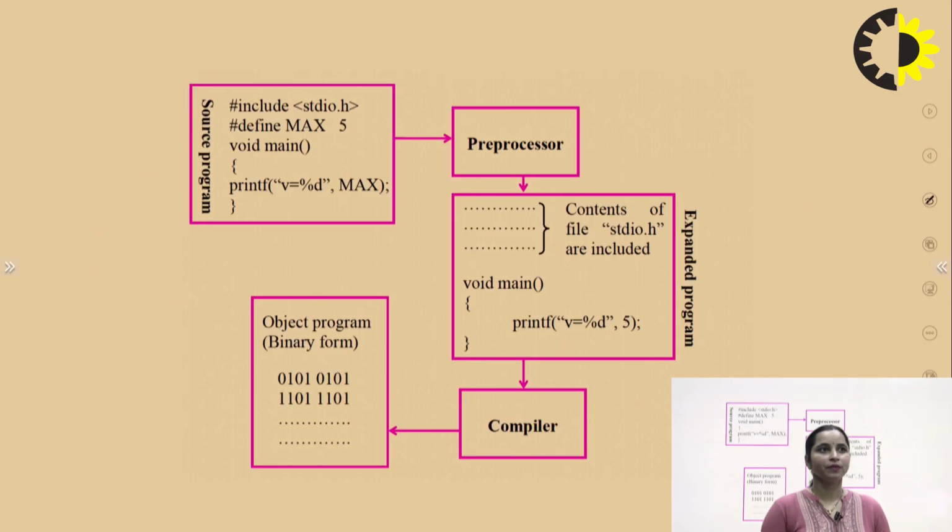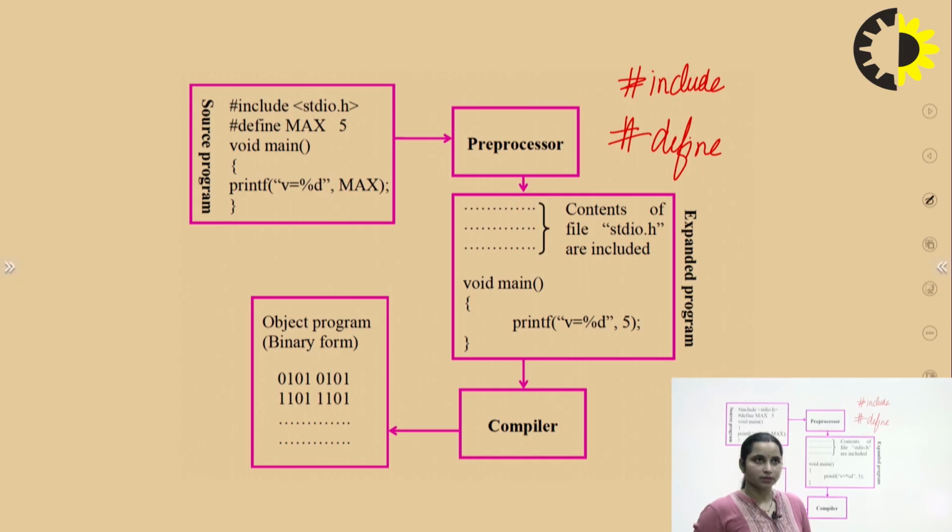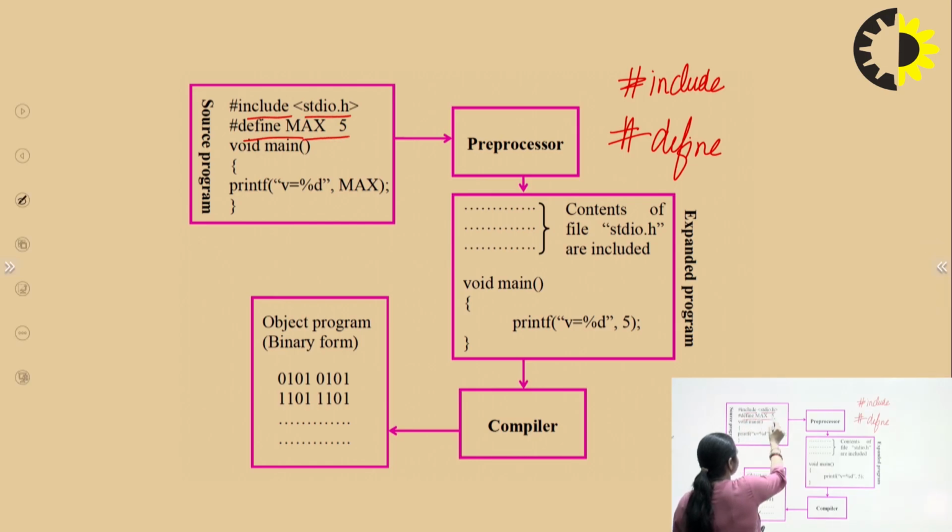Now let's take the source program. This is the source program, right? Now how will we identify the preprocessor? I have already told you that #include and #define are the preprocessor directives. So if in a source program we are saying stdio.h, or we are saying #define MAX 5, this is the source program actually.